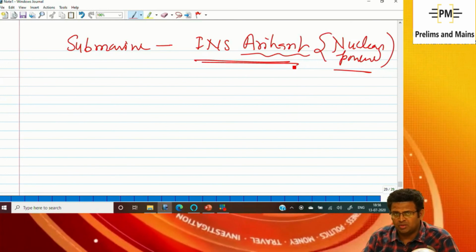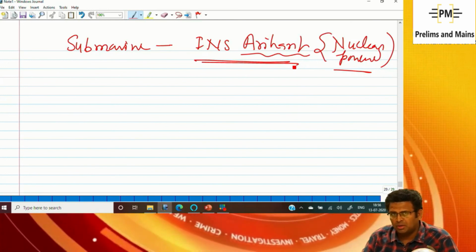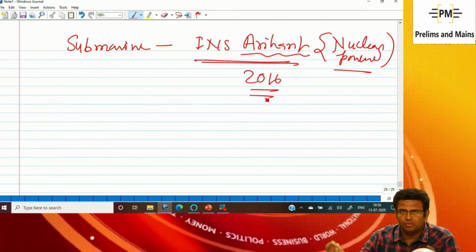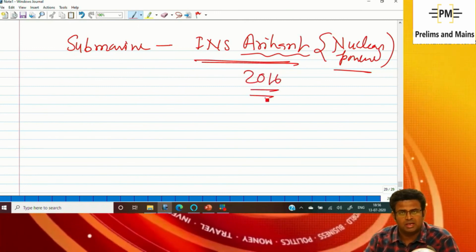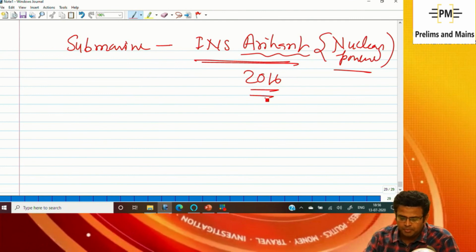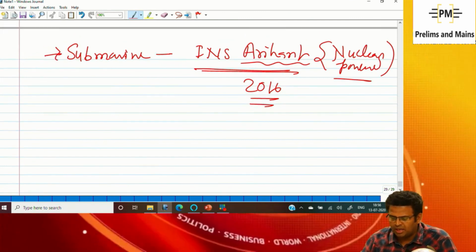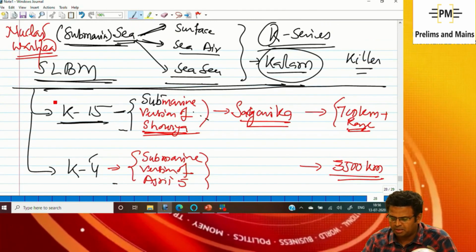Right now we have this one, the nuclear powered. In 2016 we will have to do submarines also, and when we do submarines, it will be in detail. So the submarine-launched ballistic missiles are clear: K4 and K15.